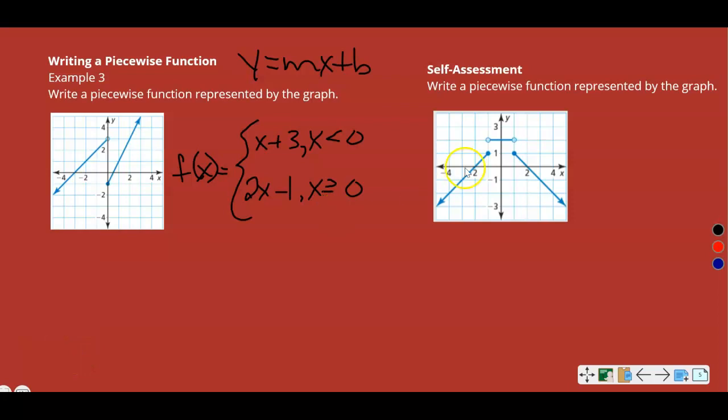All right, we have another self-assessment. This is the best way to see if you understand what we're doing. This one has 3 pieces, so that means you're going to have to define 3 parts of the domain, and for each part of the domain, you're going to have to write an equation that represents that line. So please pause the video, take a few minutes, and write a piecewise function, and then come back and check it to see if you know what you're doing.